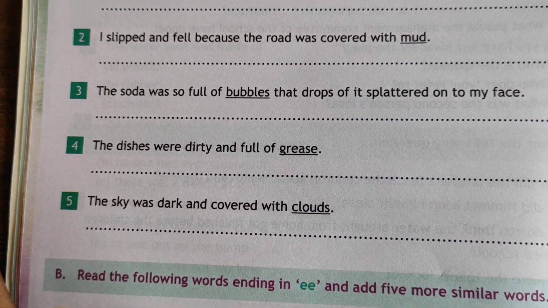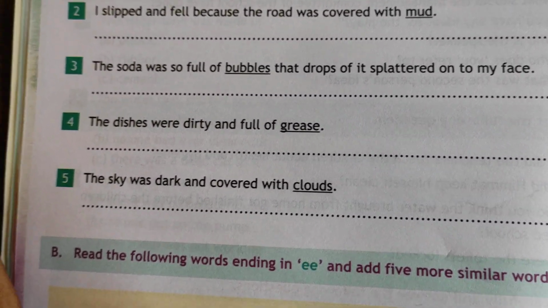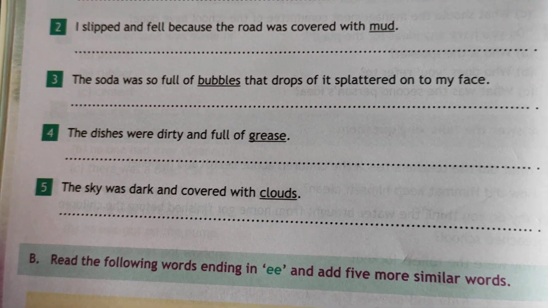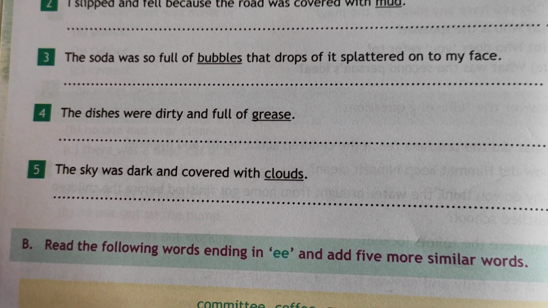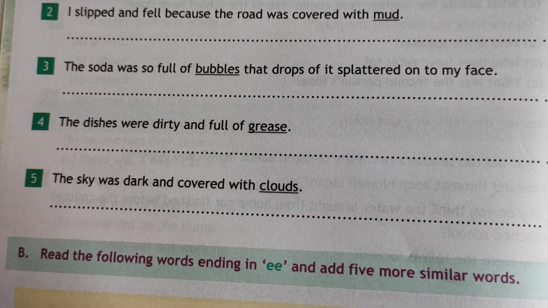The dishes were dirty and full of grease. Grease here does not mean the grease used for vehicles. It means oil. The dishes were dirty and greasy. The last one is: the sky was dark and covered with clouds. So you can write: the sky was dark and cloudy.